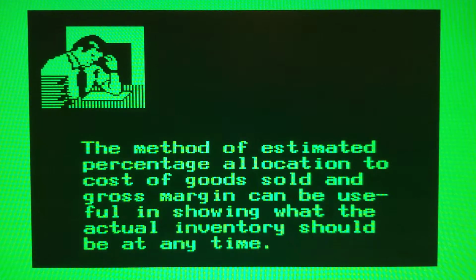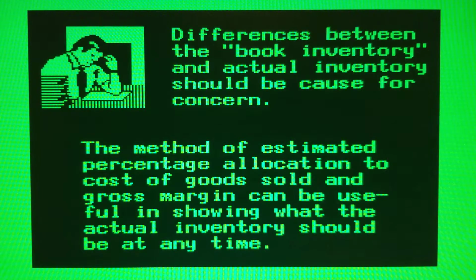The method of estimated percentage allocation to cost of goods sold and gross margin can be useful in showing what the actual inventory should be at any time. Any material differences between the book inventory and the actual inventory should be cause for concern and investigation.